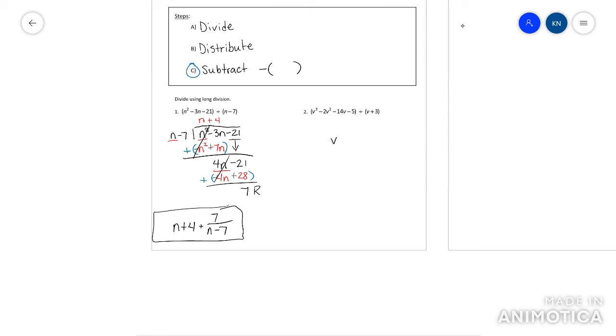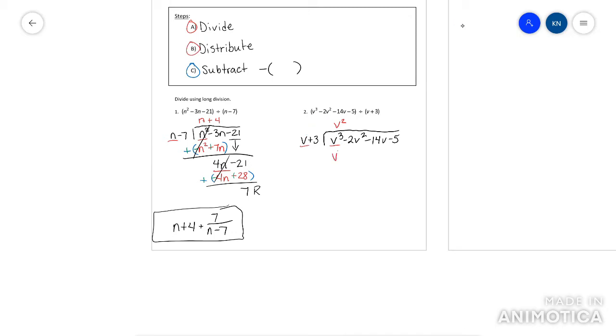We've got v cubed minus 2v squared minus 14v minus 5 divided by v plus 3. Okay, same process. Divide first term, maybe it'll help if I color code it a little bit on the steps. Divide first term by first term. So v cubed divided by v is v squared. You're then going to distribute, so I guess that's going to be in red too. Distribute v squared to these things.